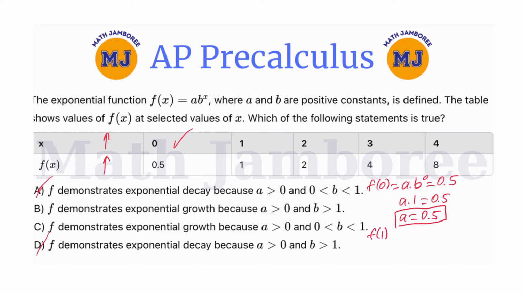Let's use the second data, f of 1. So 0.5 times b to the power of 1 is equal to 1. So divide both sides by 0.5. You will see that b is going to be 2. So b is greater than 1. So which choice is that? Choice B will be the answer for this specific question.